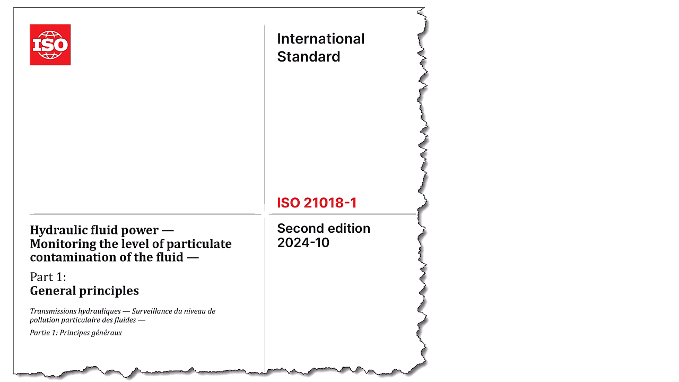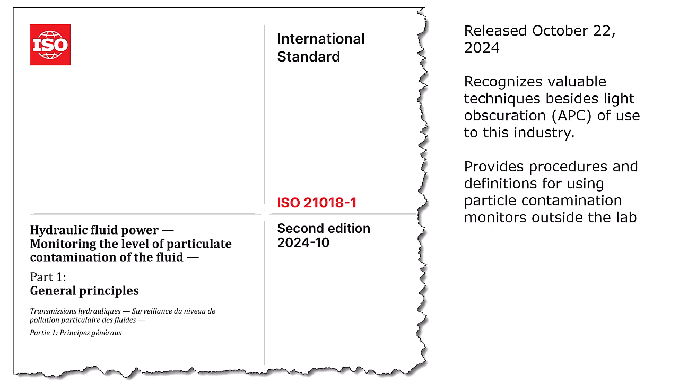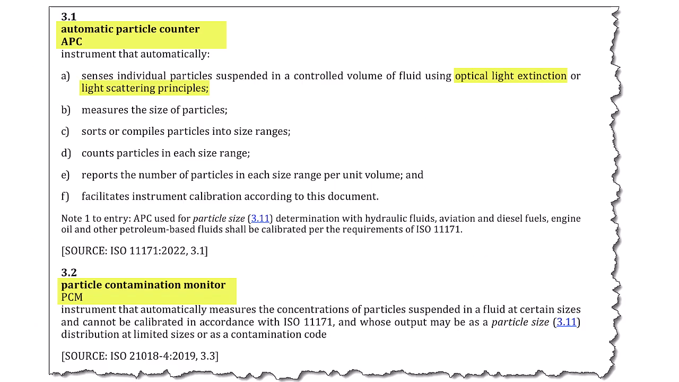So here's the new ISO standard. Couple of details behind it. It was released in October of 2024, so very new. It also recognizes the value of the current technique of light obscuration or automatic particle counters and how it's used in this industry. It does provide procedures and definitions for using these new particle contamination monitors in the lab and outside the lab. And it also recognizes the fact that some of these new particle contamination monitoring methods may not be calibrated the same way that other automated particle counters are currently calibrated.